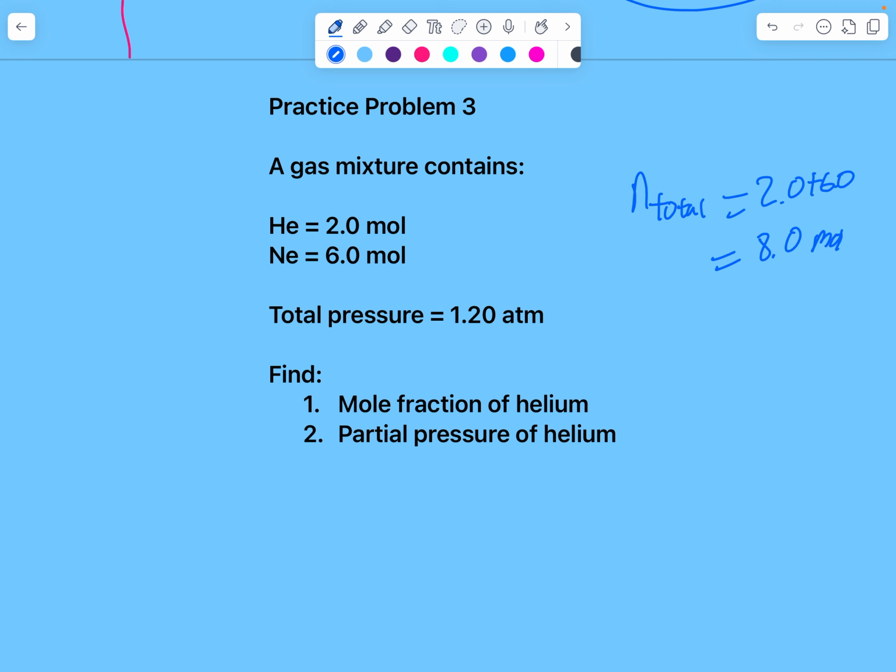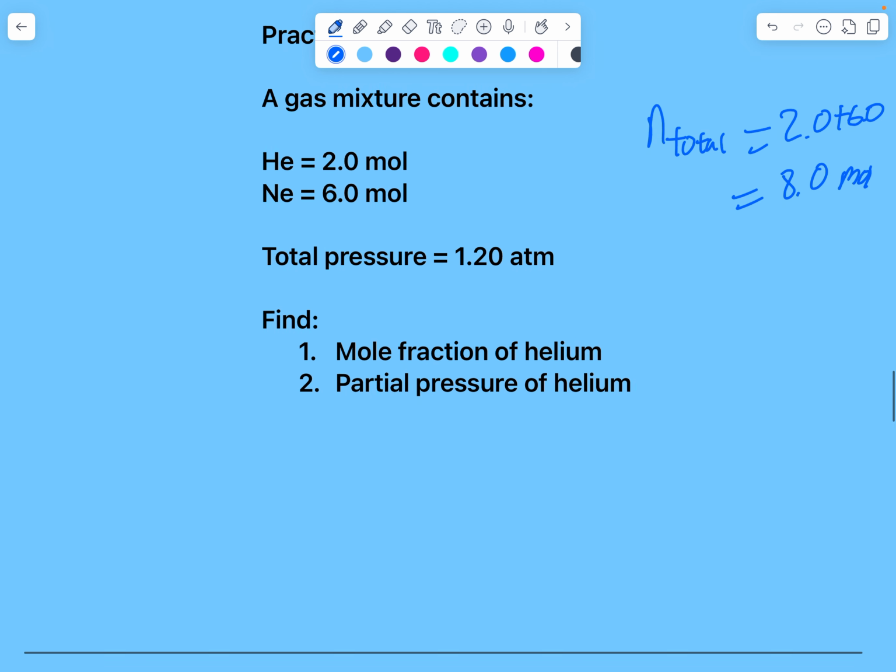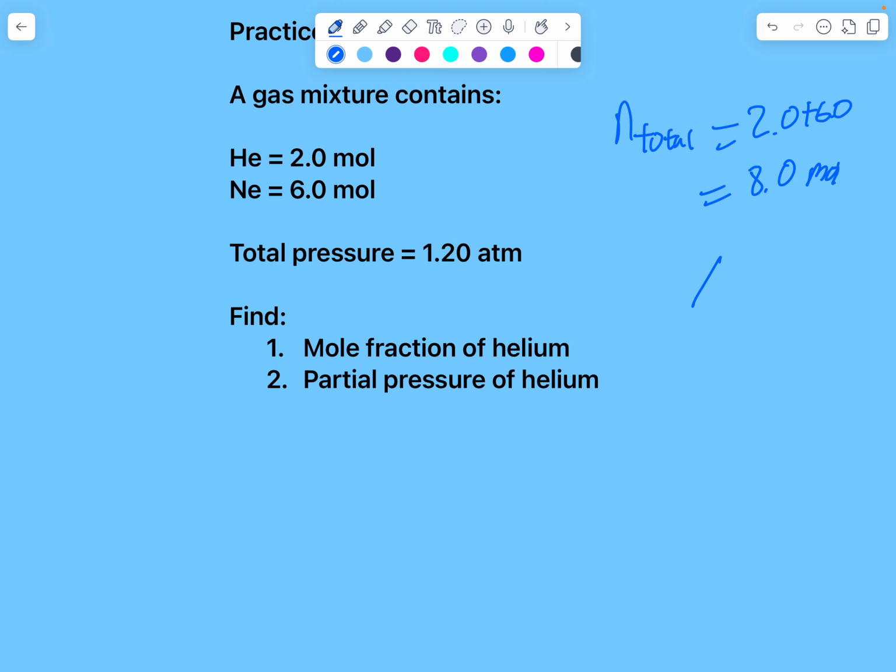That's the n total. Step 2 is the mole fraction. You have to take the moles of helium all over the number of moles total. Okay, so we have 2 divided by 8, which is 0.25.